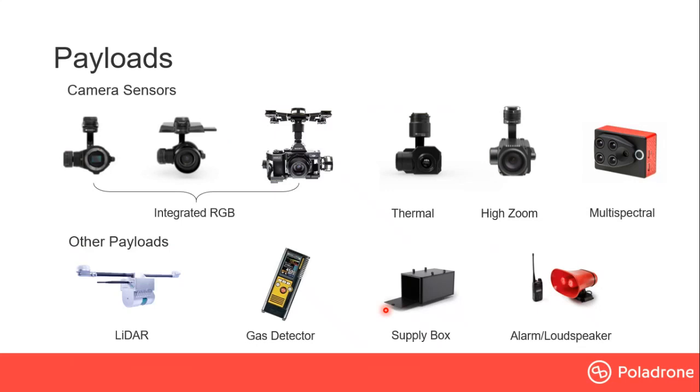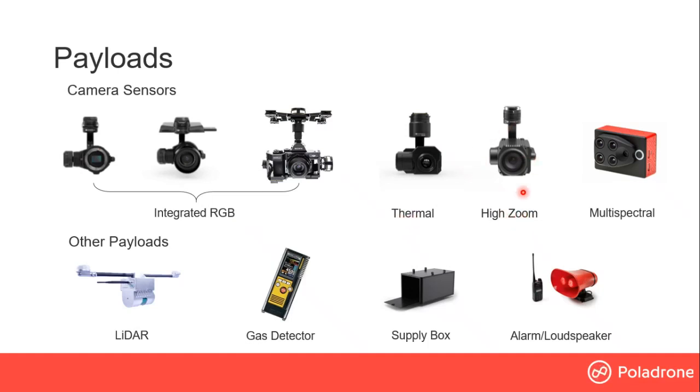Next, I'm going to talk about the payloads. As you can see in the photos, there are lots of payloads. We're going to start with the integrated RGB. RGB here stands for red, green, and blue. This is the most common and most basic type of payload camera that you can attach to your drones. And then we have thermal. Thermal is the one that allows you to see at night, as it is an infrared camera. It can detect body temperature and heat.